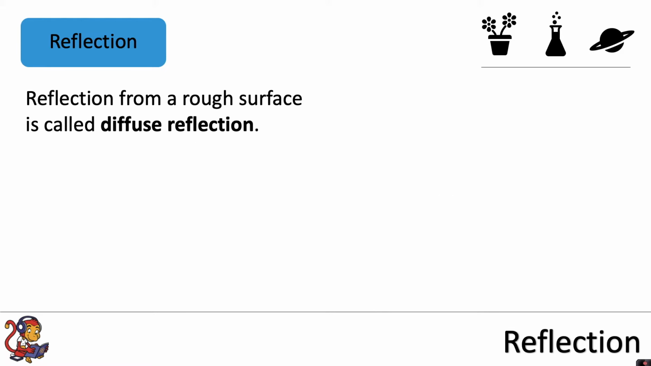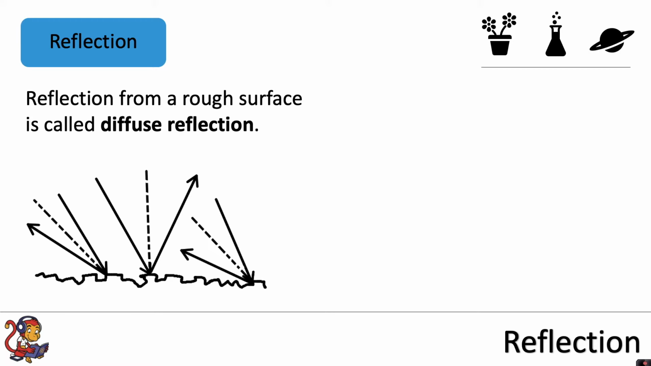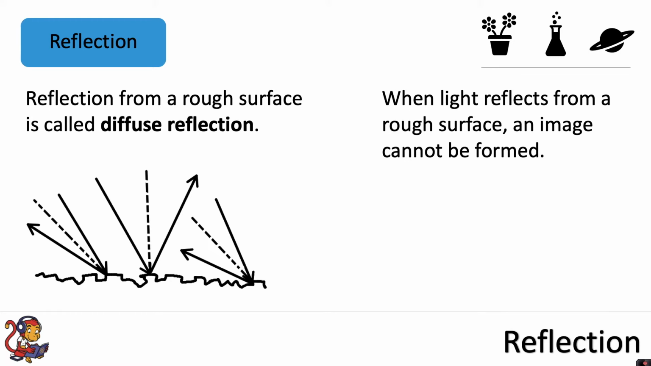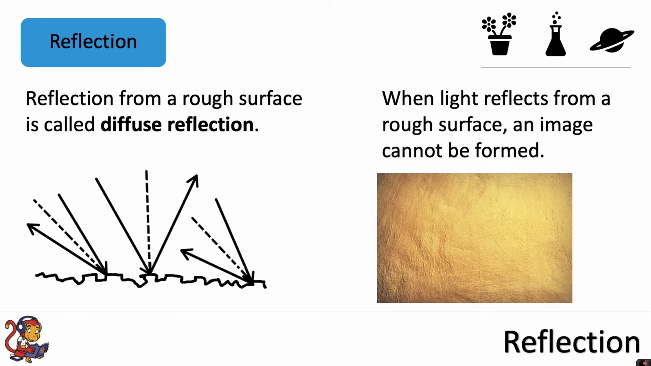Reflection from a rough surface is called diffuse reflection. When light reflects from a rough surface, an image cannot be formed. So for example, if you looked at this rough wall, you would not see your reflection.